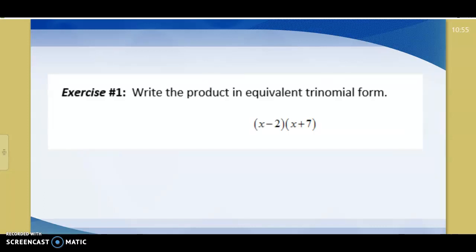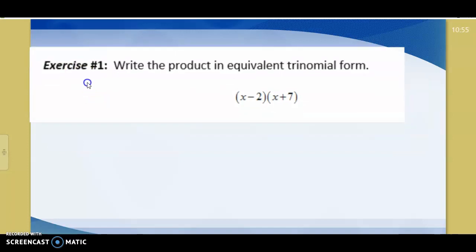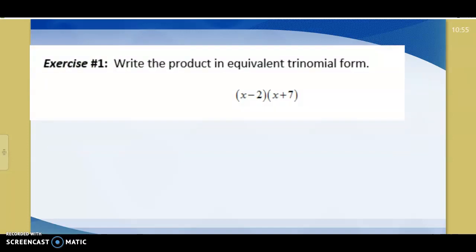And if you're tired of me saying polynomial, monomial, binomial, trinomial, I apologize. It's just the language of the unit and something that we got to get used to.